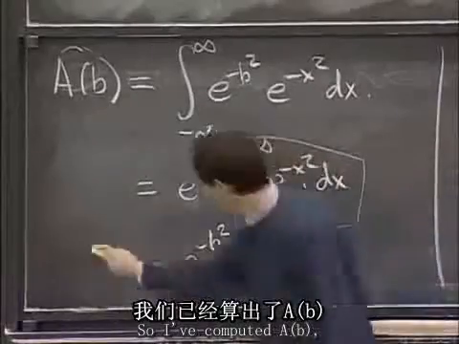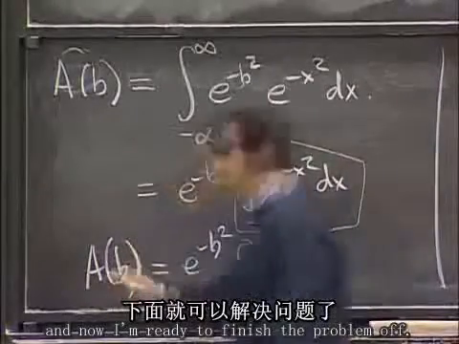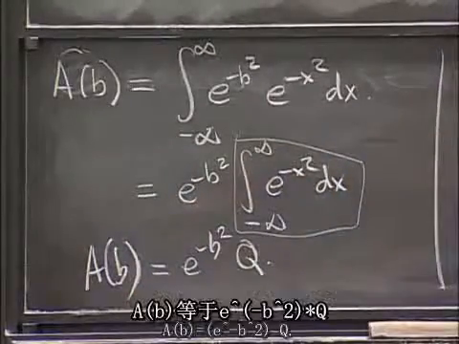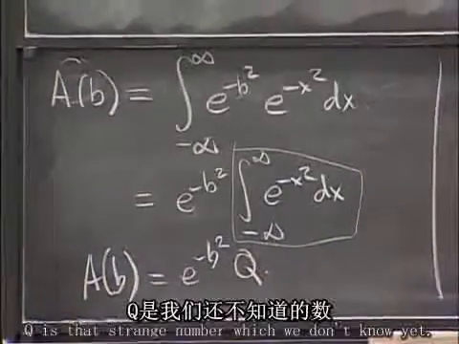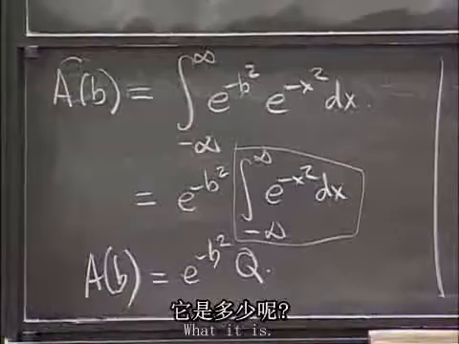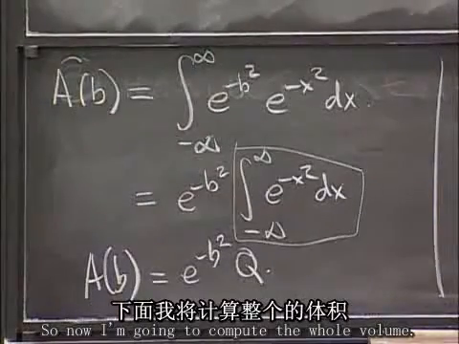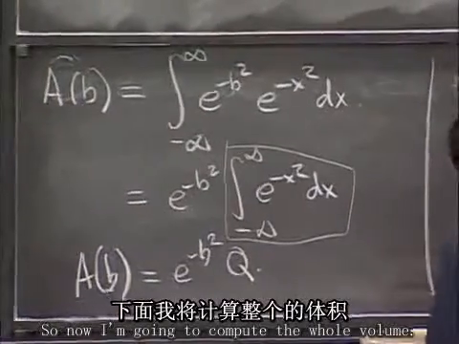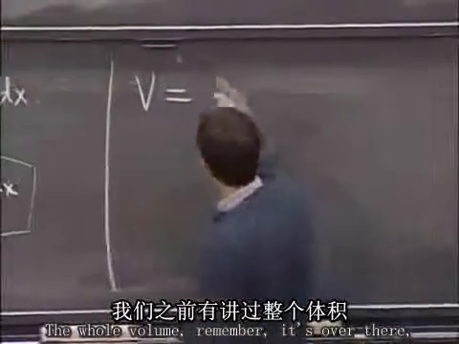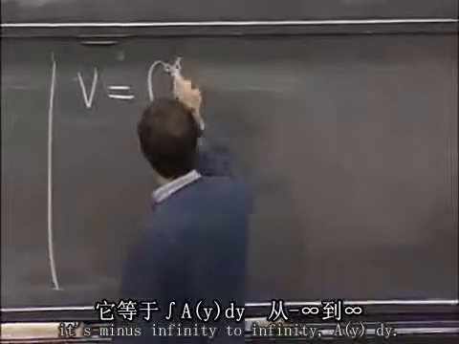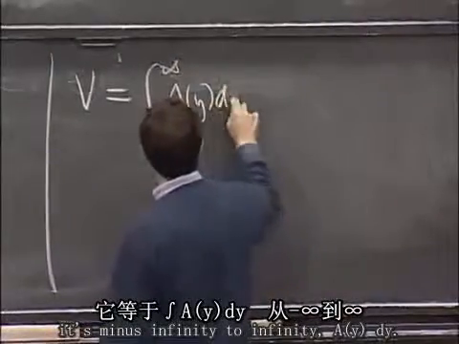So I've computed a of b, and now I'm ready to finish the problem off. A of b is e to the minus b squared times q. Q is that strange number which we don't know yet what it is. So now I'm going to compute the whole volume. The whole volume, remember, it's over there. It's minus infinity to infinity a of y dy.